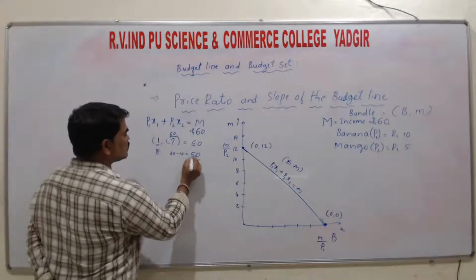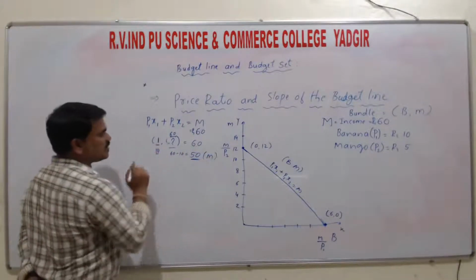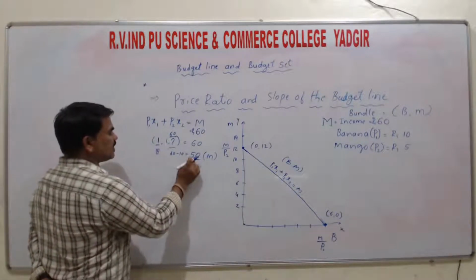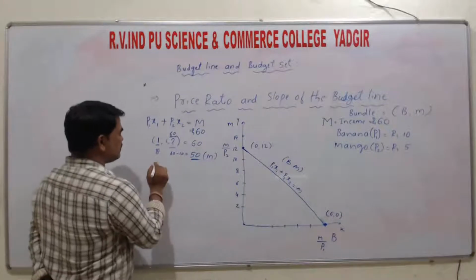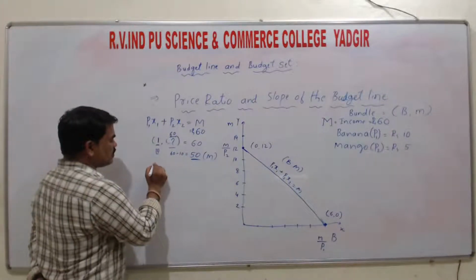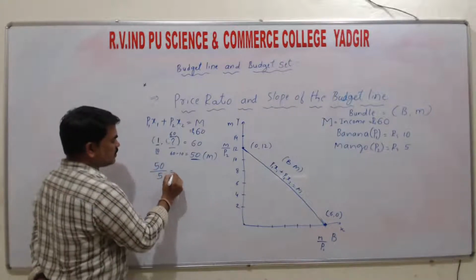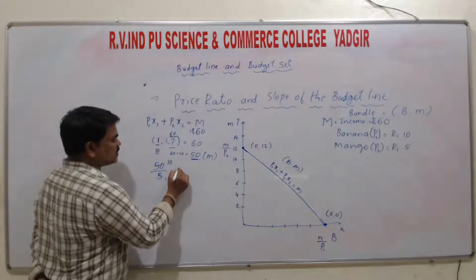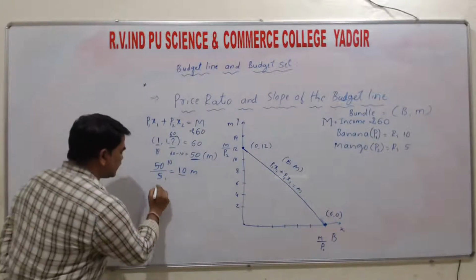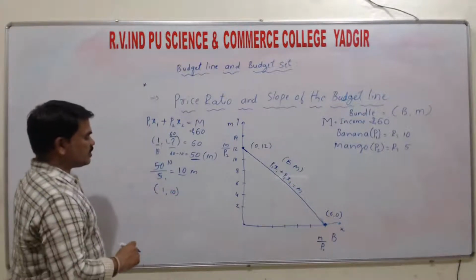50 rupees he has to spend on mangoes to get one additional banana. Correct? So what is the quantity he will get if he spends 50 rupees on mangoes? Now he has 50 rupees and the price of the mango is 5. 5 ones are 5, 5 tens are 50. So 10 mangoes he will get. Correct? That the new bundle looks like this: one banana, 10 mangoes.